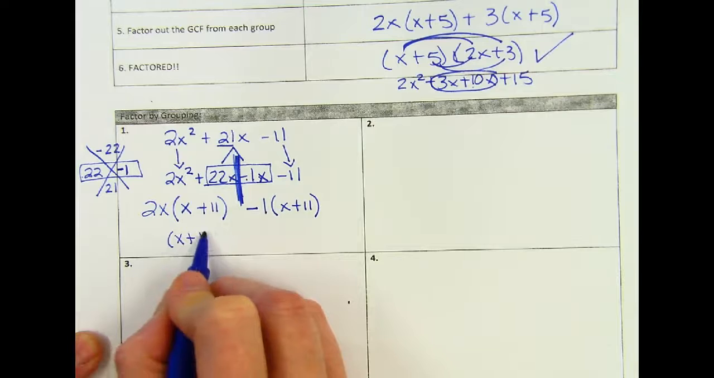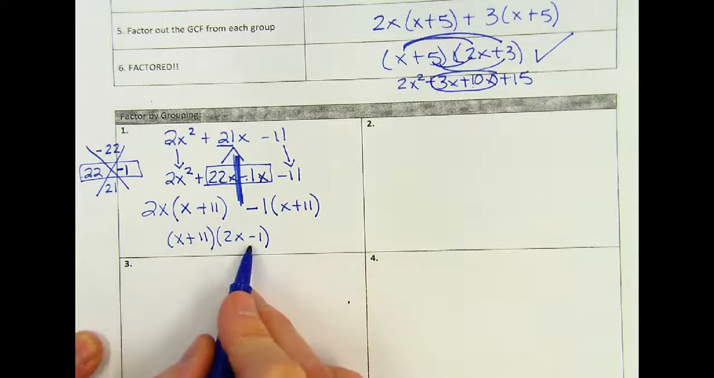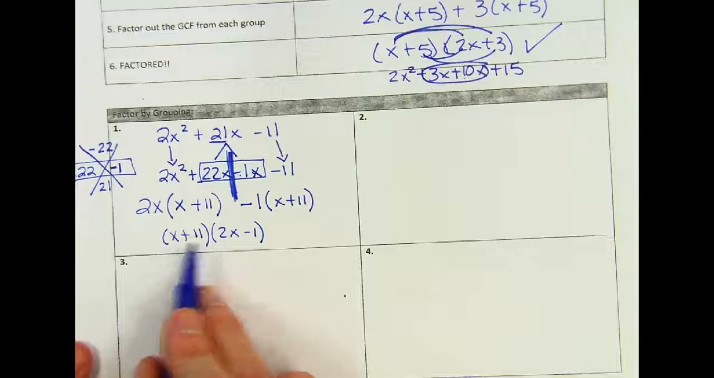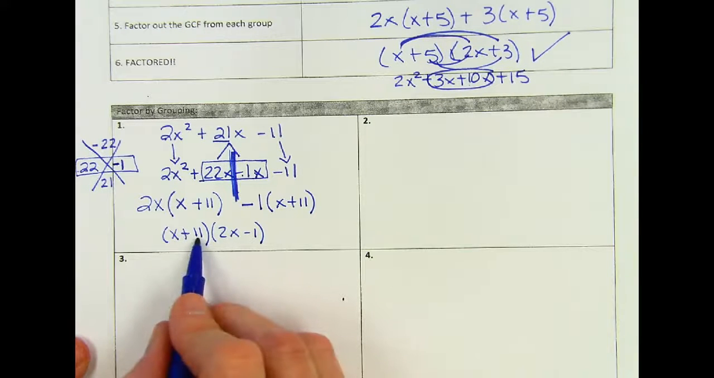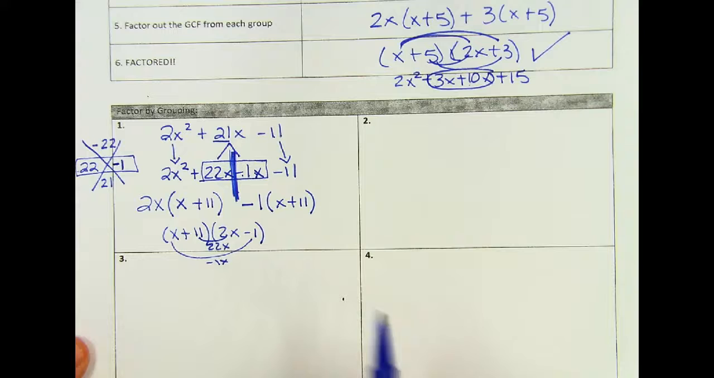So x plus 11 comes out. 2x minus 1 falls into the place. So you have x plus 11 and 2x minus 1. A quick check will show you that is a 22x. That is a negative 1x for a middle of 21.